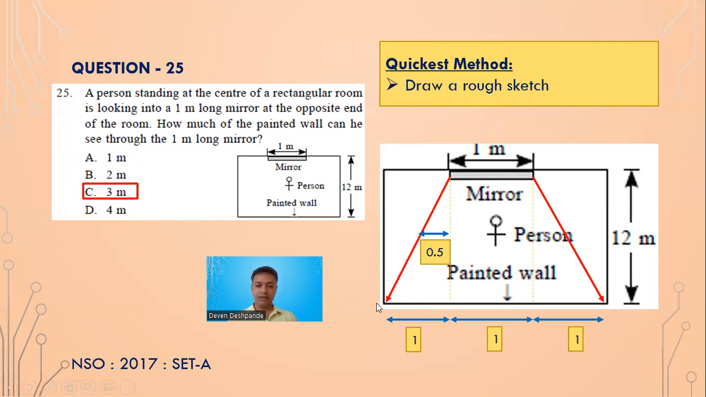The person will also see 1 meter in the left direction and 1 meter in the right direction. So the total is 1 plus 1 plus 1, which is 3 meters. So the person will see the whole of 3 meters of wall in this 1 meter of mirror.